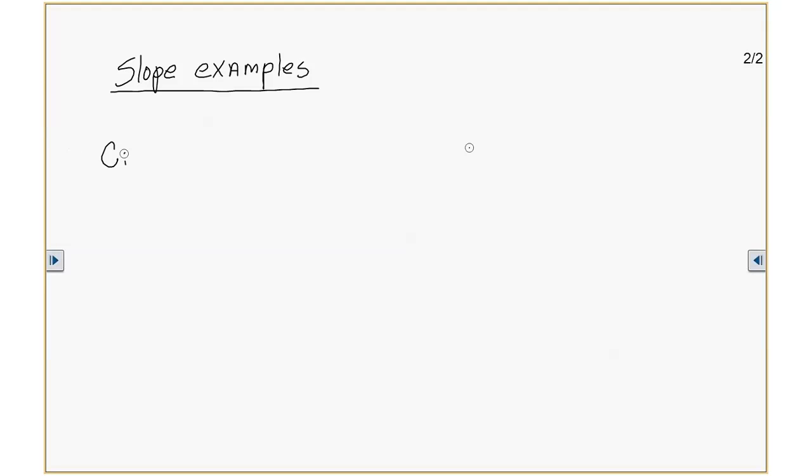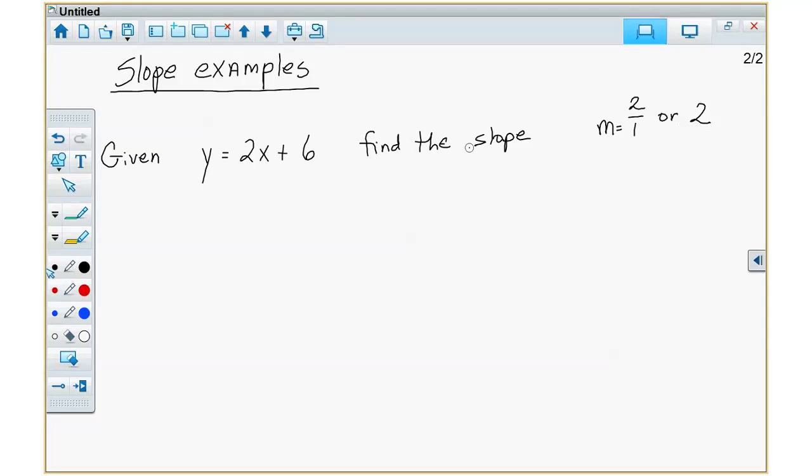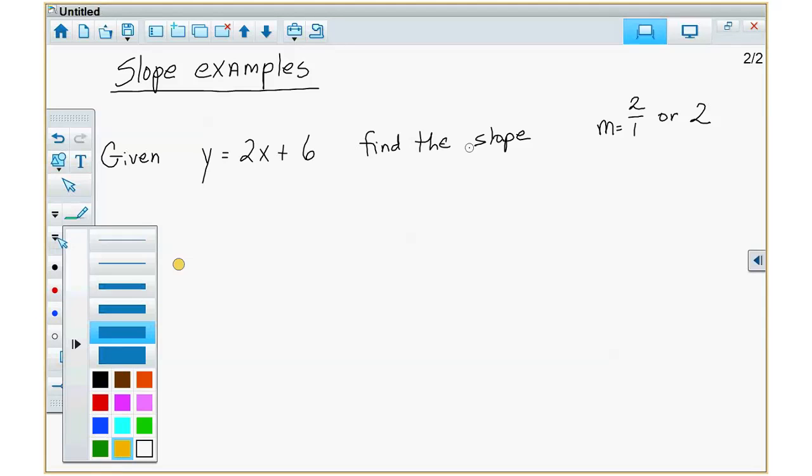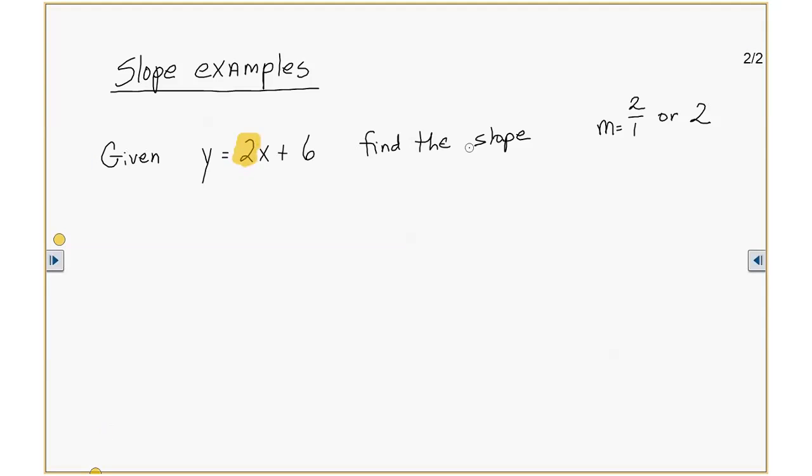Given y is equal to 2x plus 6, find the slope. And then you can go out here and say m is equal to 2 over what? 1 or what? 2. And where did that 2 come from? The equation is the coefficient of what? Of x. Coefficient of x.